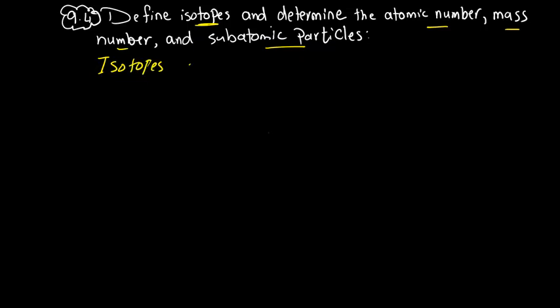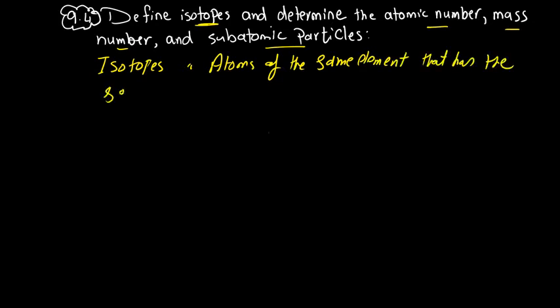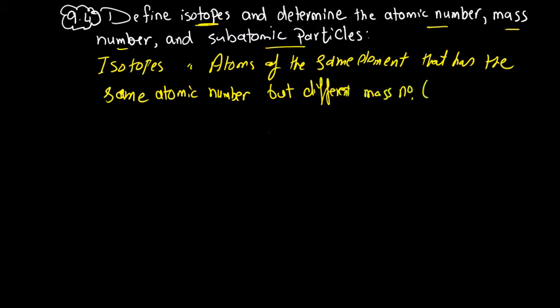Isotopes are atoms of the same element that has the same atomic number but different mass number, or we can say different number of neutrons.